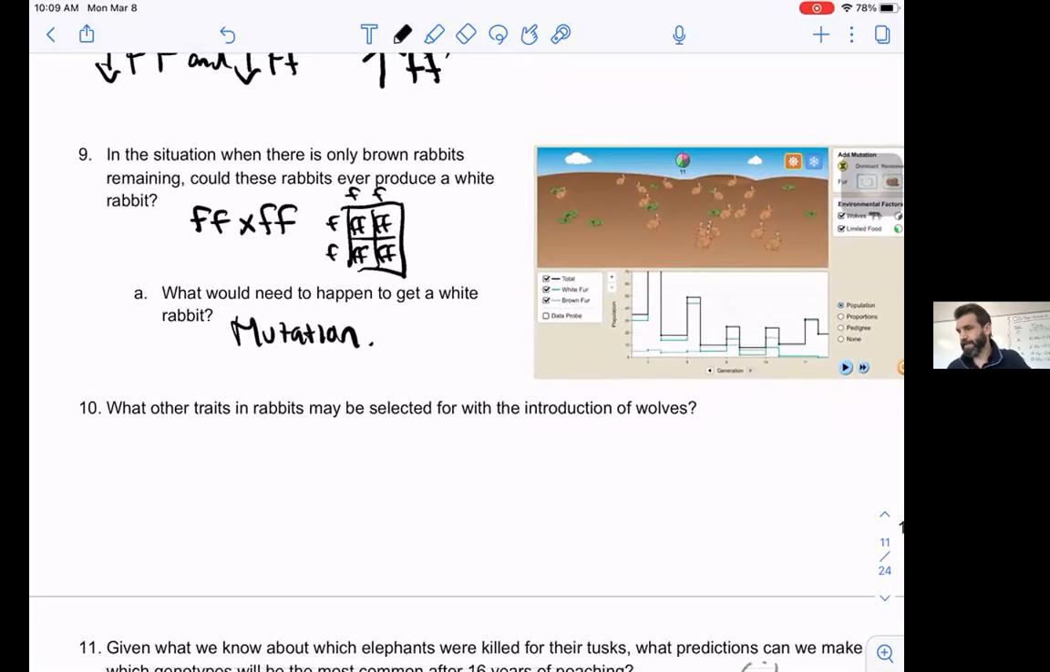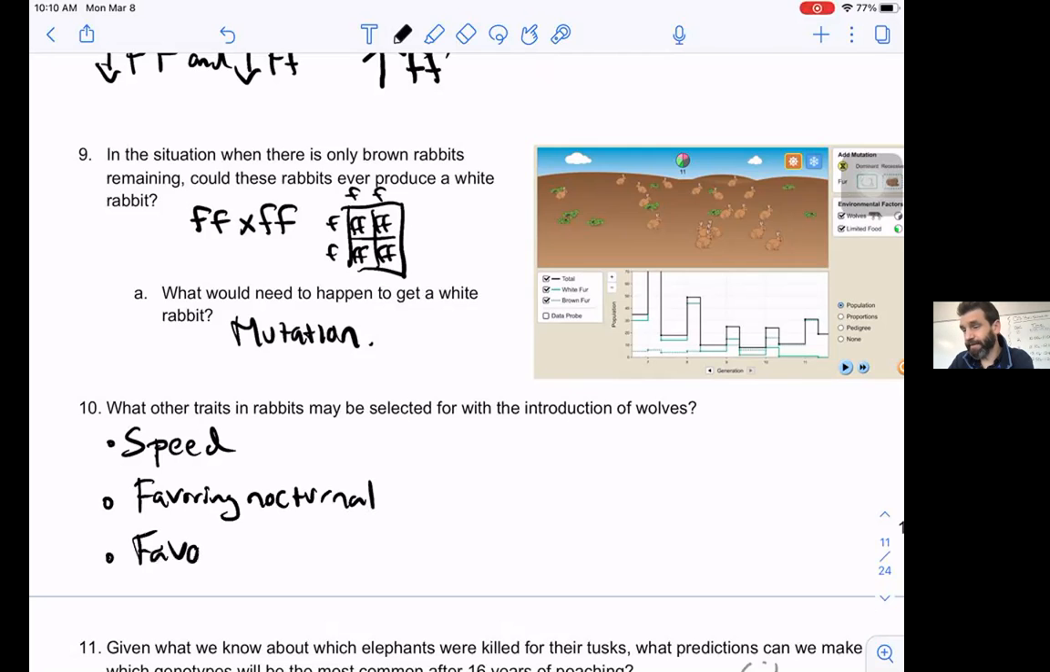So what other traits in rabbits may be selected for with the introduction of wolves? Maybe speed. Maybe favoring nocturnal behavior, or fast digging. Really any trait, any slight difference that would help a rabbit evade predation and get away from the wolves might be favored.